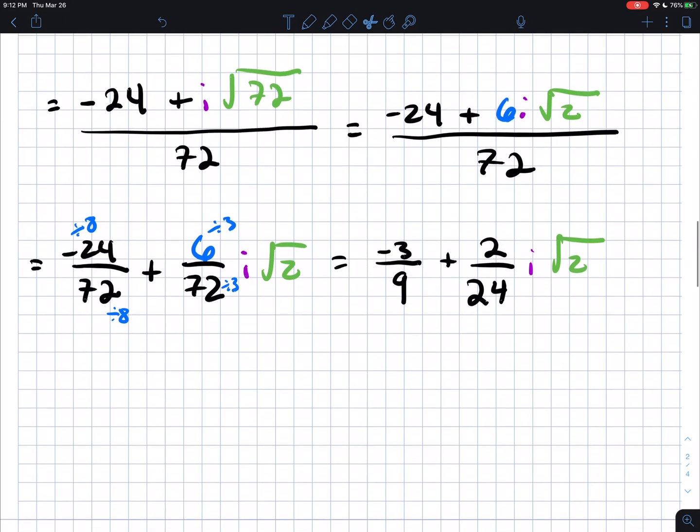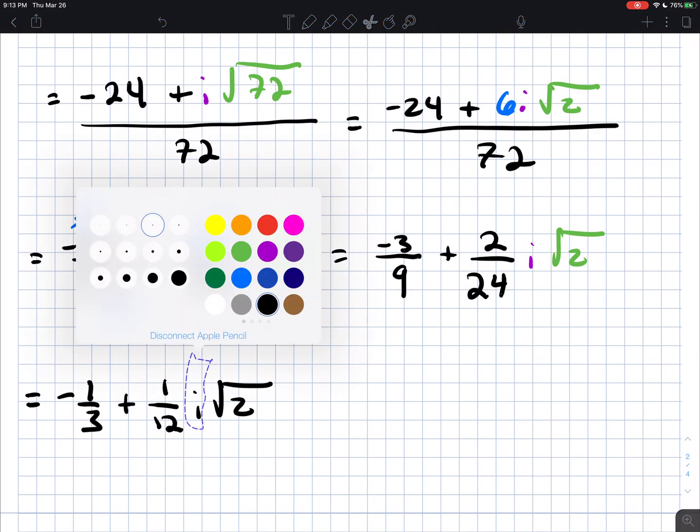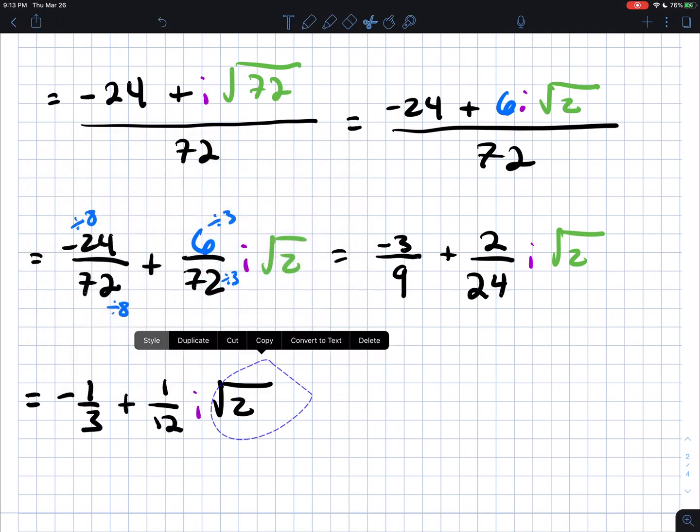All right. And so we can actually simplify both of these fractions just a little bit further. That first one becomes negative 1 by 3. And then both of those are divisible by 2, so that becomes 1, let's just do it as 1 divided by, what is that, 12? i times the square root of 2. All right. Let's see. This looks okay. And again, just to be consistent, this one was purple and this was green.